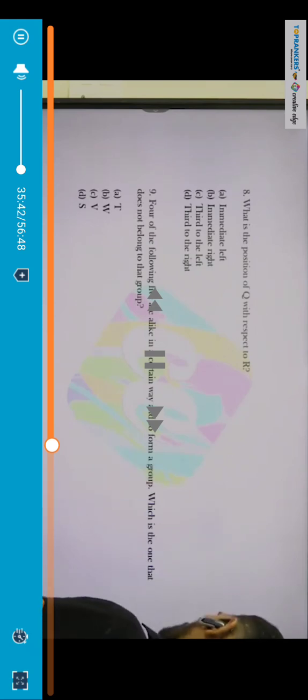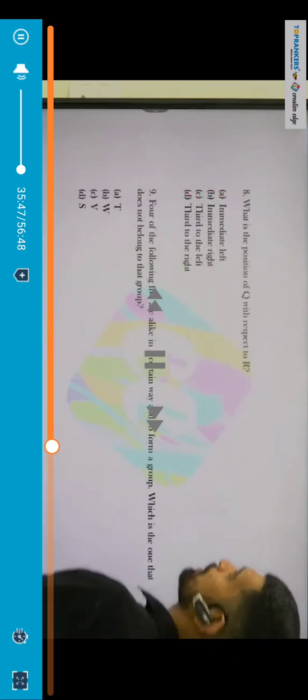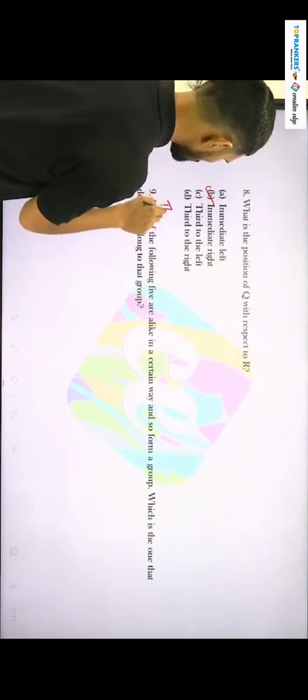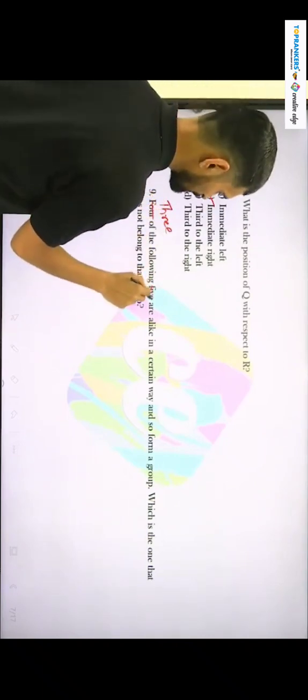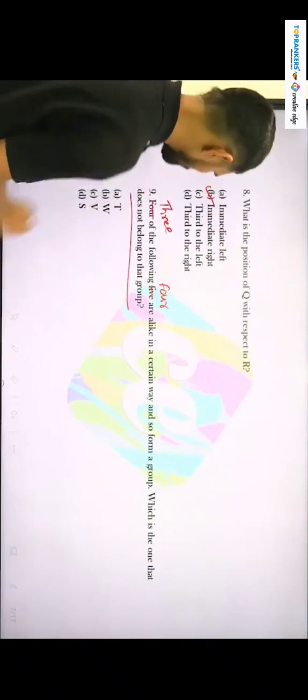Q with respect to R, sorry. Q with respect to R, immediate right. So immediate right is option B. 4 of the 5 are alike. So basically 3 of the 4 are alike, not 4. 3 of the following 4 are alike in a certain way. So form a group. Which is the one that does not belong to that group?